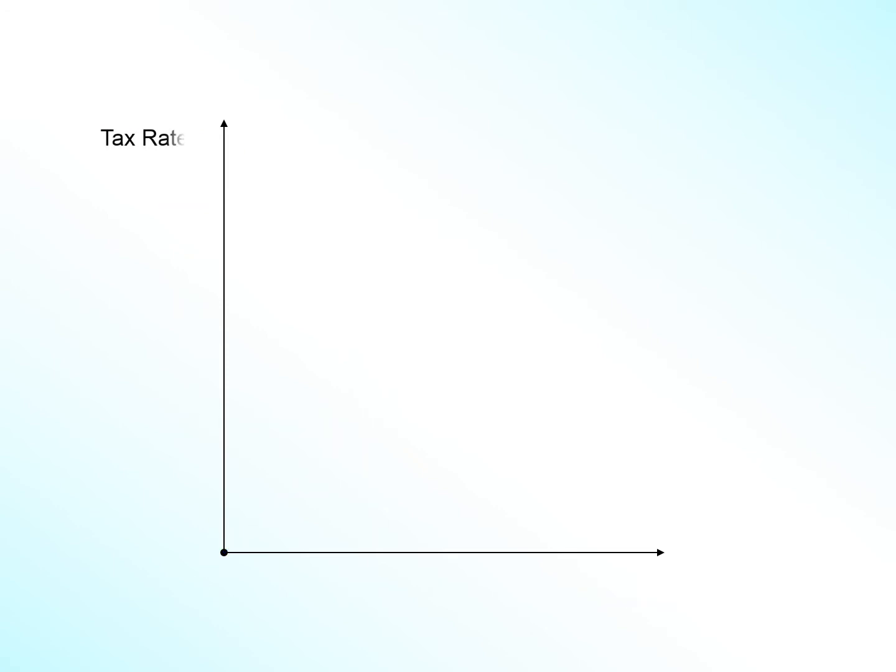We'll start by labeling the vertical axis with tax rates and the horizontal with tax revenues. In this case, tax rates are the percentage of tax levied against household income, and the revenues are the dollar amounts collected by the government.